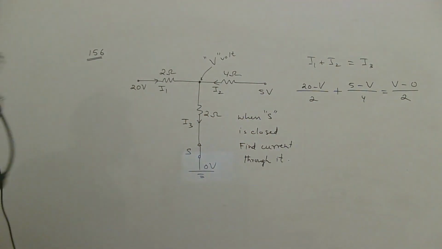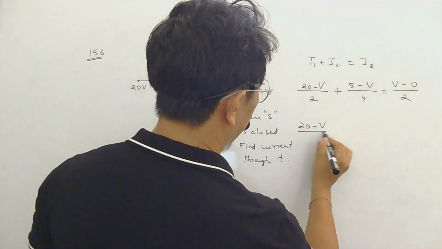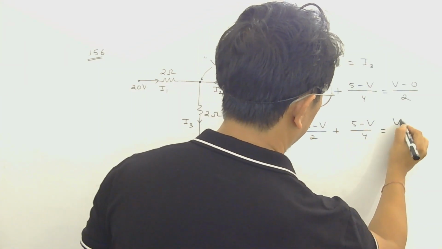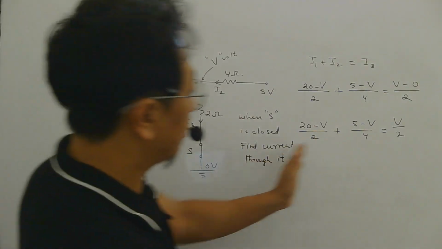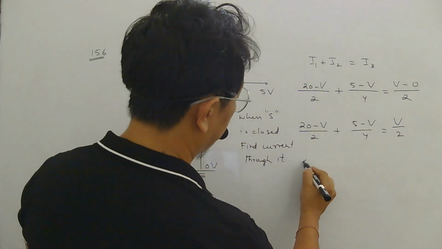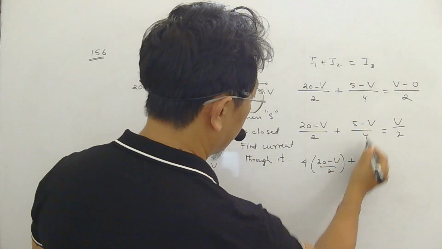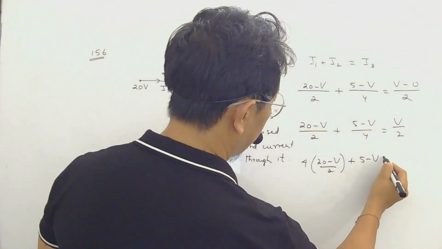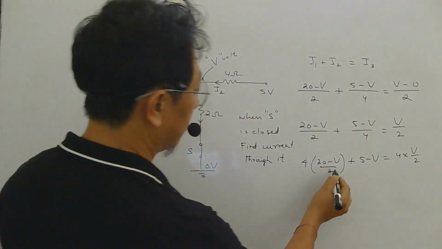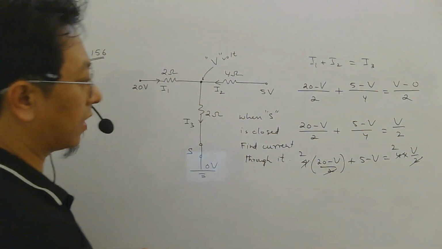So now we can easily solve. So this will be (20 minus V) by 2 plus (5 minus V) by 4 equals V by 2. Now you can take the LCM and solve, or you can multiply both sides by 4. So 4 into (20 minus V) by 2. If you multiply with 4, this will be 5 minus V. Multiply with 4, 4 into V by 2. So this 2 and this 2 will give 2. This 2 and 4 will cancel to 2.